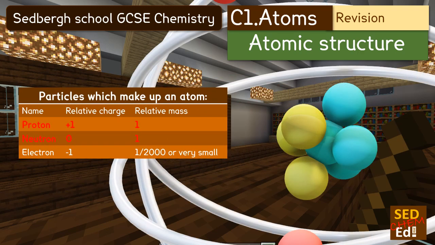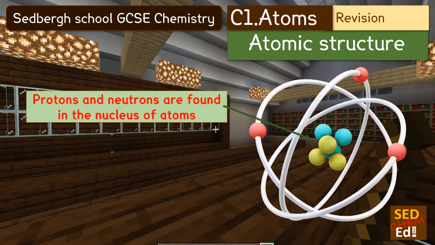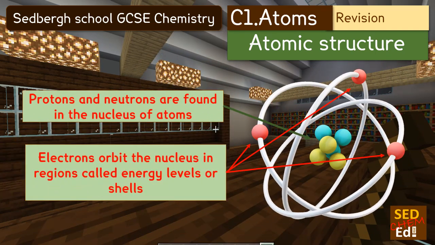Protons and neutrons are sometimes called nucleons because they make up the nucleus of each atom. The nucleus is the center part of all atoms. Surrounding the nucleus are the electrons, which exist in regions that we call energy levels or shells. There are rules about how many electrons can exist in each shell away from the nucleus.